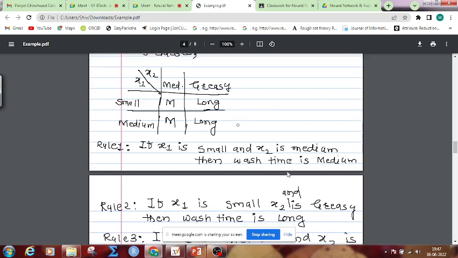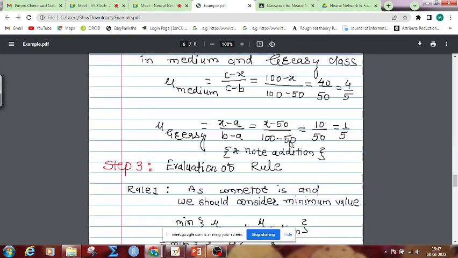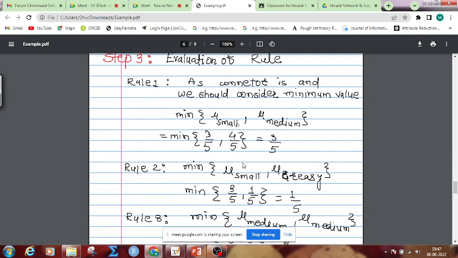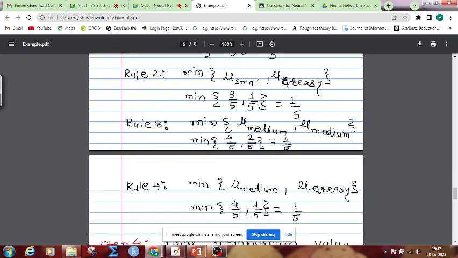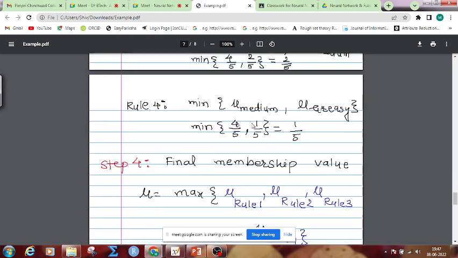In a similar way, evaluation of Rule 2 will be membership of small for x1 and membership of greasy for x2. Whatever the minimum of these is, I am going to consider. In a similar way, you are evaluating all the rules, Rule 1, 2, 3, 4. All the rules are evaluated here, and accordingly I am getting the membership values. Now you are going to find the membership by aggregating. You are aggregating all 4 rules. Separately you are evaluating the rules, and later on you are aggregating them.